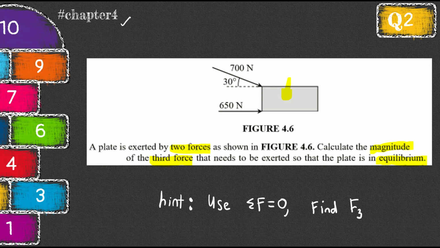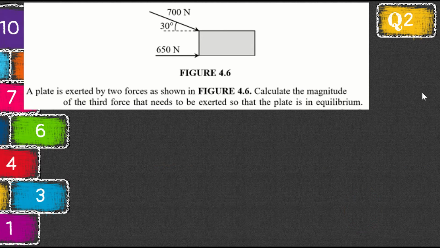So I've given you a hint that for an object or a plate to be in equilibrium, the summation of force is equal to 0. The question asks us to find the third force. So let's say this one is your F1, F2. We want to find another force, let's say this way, to make sure that the plate is balanced. So we want to find F3.